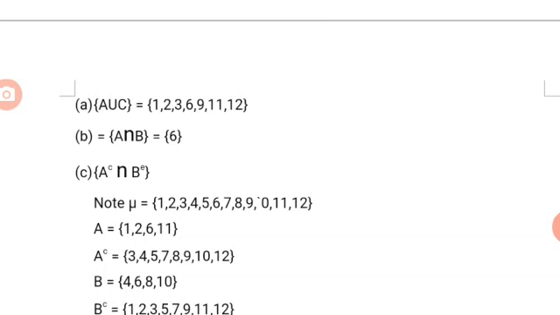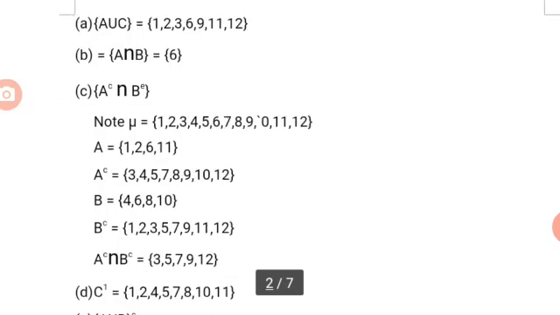Then B complement. What is in B is 4, 6, 8, and 10. Then B complement is what is in the universal set but not in B. They are 1, 2, 3, 5, 7, 9, 11, and 12. So this one is what we call B complement.